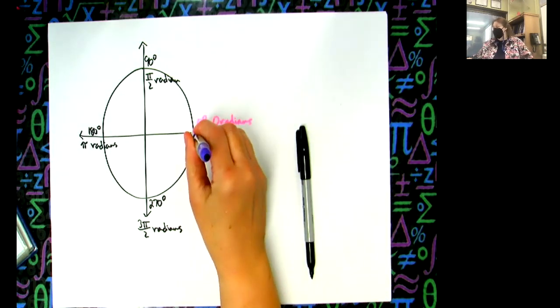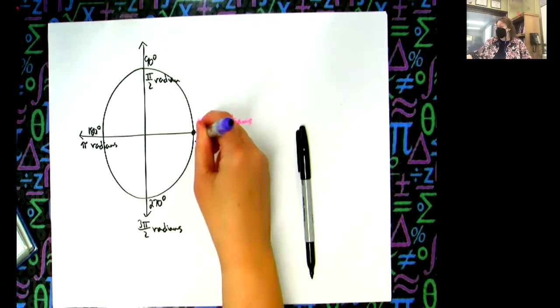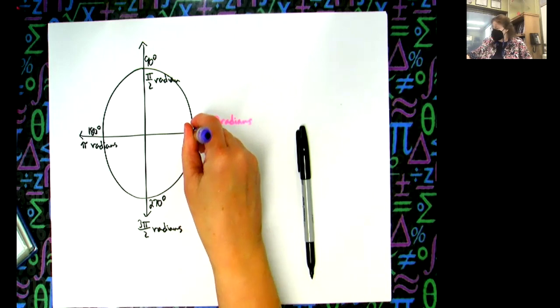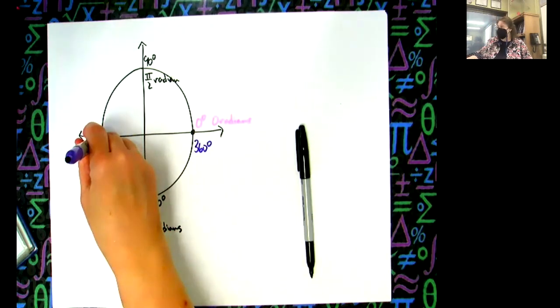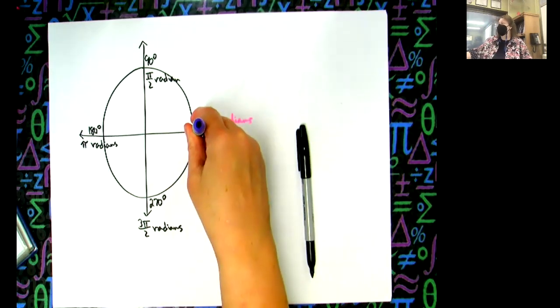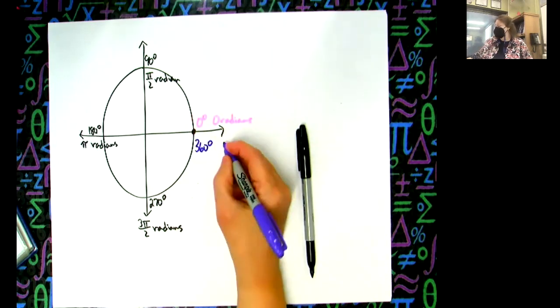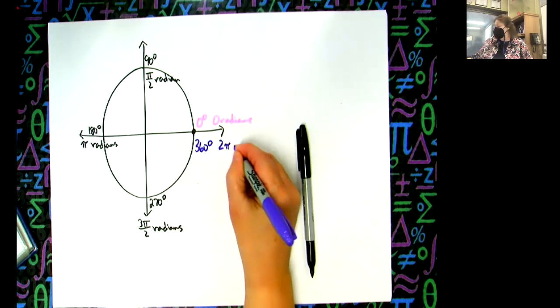So you could count every spot to get your radians, or you could just go, okay, here's 1 pi, so then here's going to be 2 pi. So it's 2 pi radians.